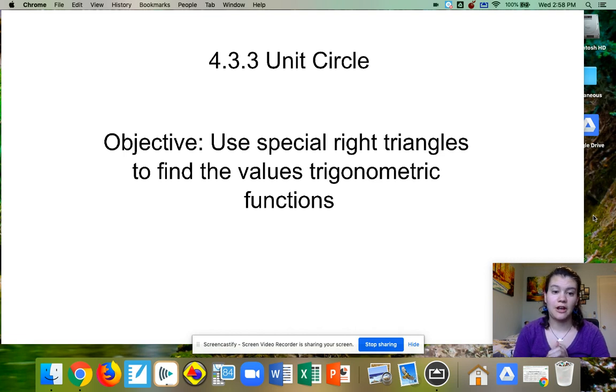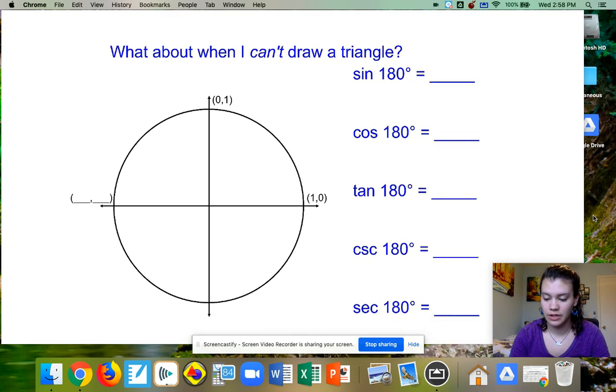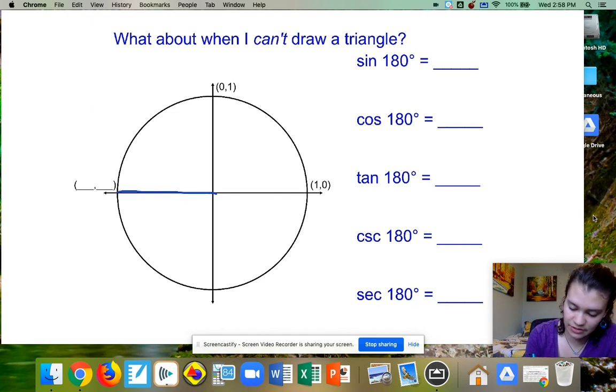So today we're going to talk more about the unit circle, so some more special cases of using special triangles to find trigonometric functions. Yesterday we did the ones where we're just between 0 and 2 pi, nice even numbers, but what if you can't draw a triangle? So here we're trying to find the sine, cosine, tangent of 180. We're over here at this axis and you can't draw a triangle for it, but we could find the coordinates.